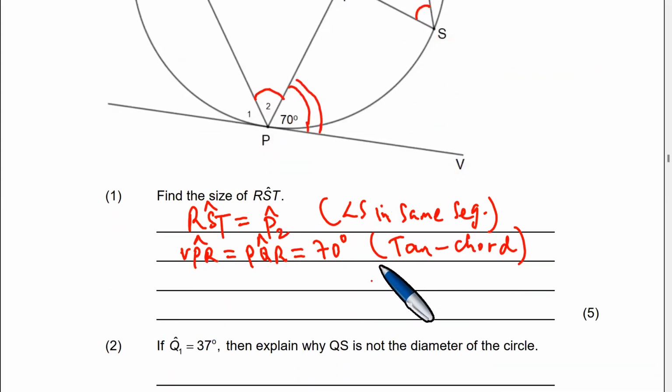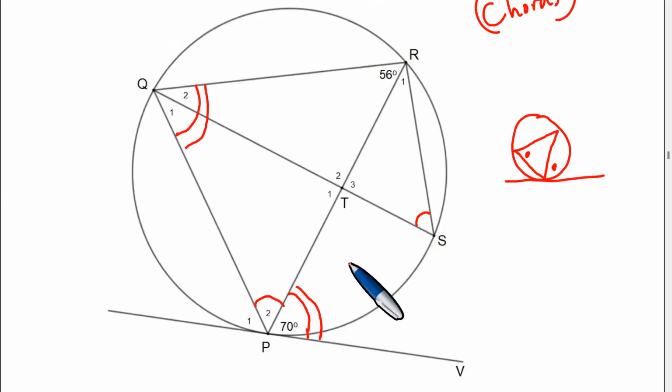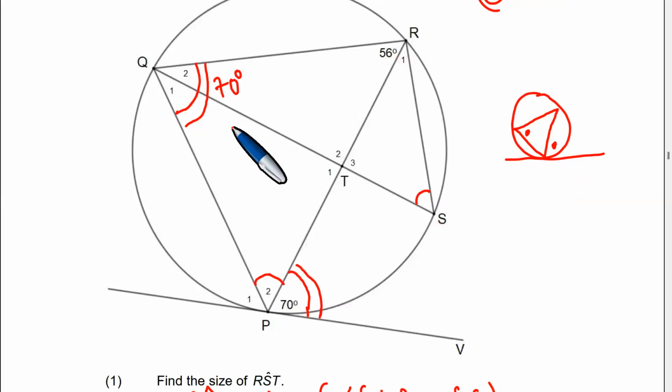So there are many ways to state the reason, and we have that. So this means this one is 70, and that means this one is 70. Right, so we are done with the question now, because we're dealing with a triangle here in which we already have two angles, 70 and 56, so we can always get P2. Now you have this one is 70 and this one is 56, and we need to make sure that when we add them all up, they give us 180.